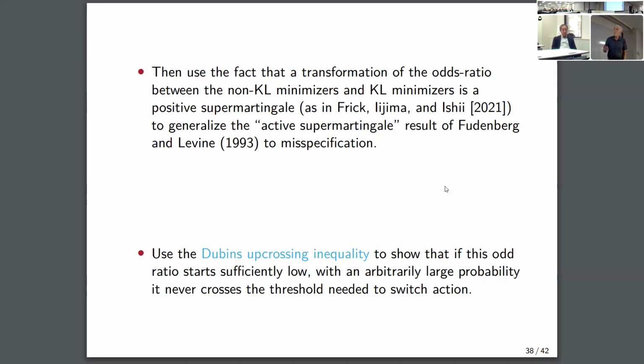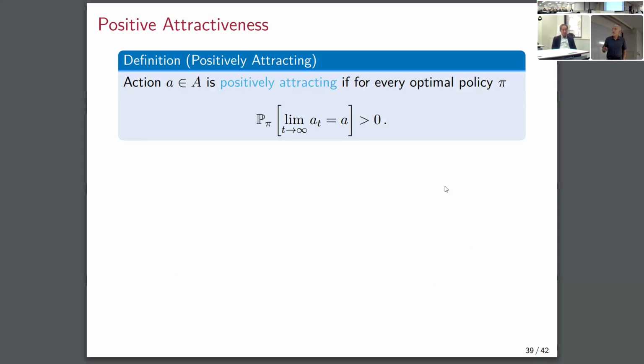We'll say that action A is positively attracting if for any optimal policy and any prior, the probability we converge to it is positive. So uniformly stable is really high probability of getting there. Positive attractiveness is some chance of getting there. It could happen. We're not saying big, we're saying possible.